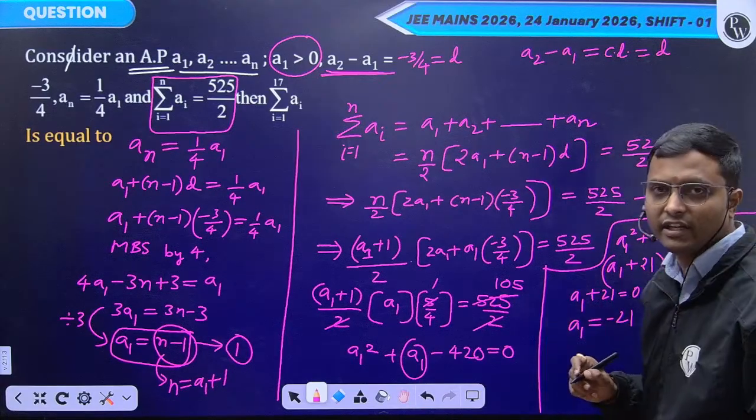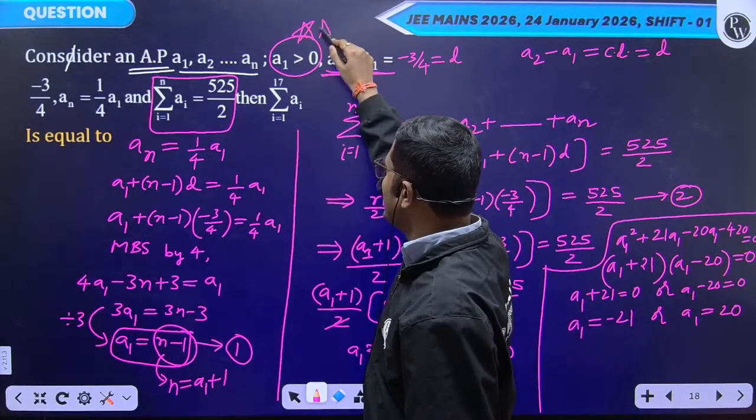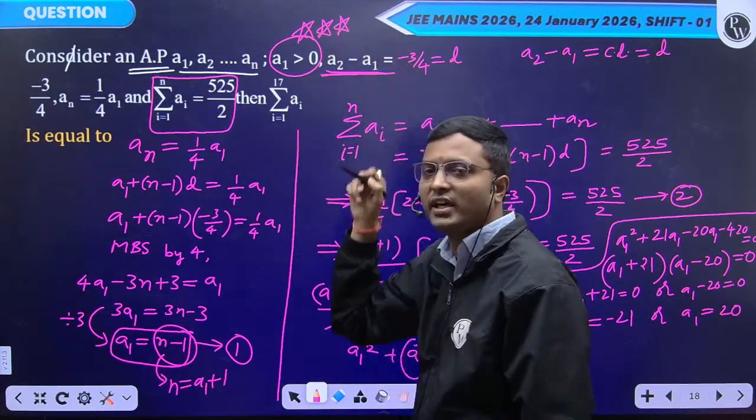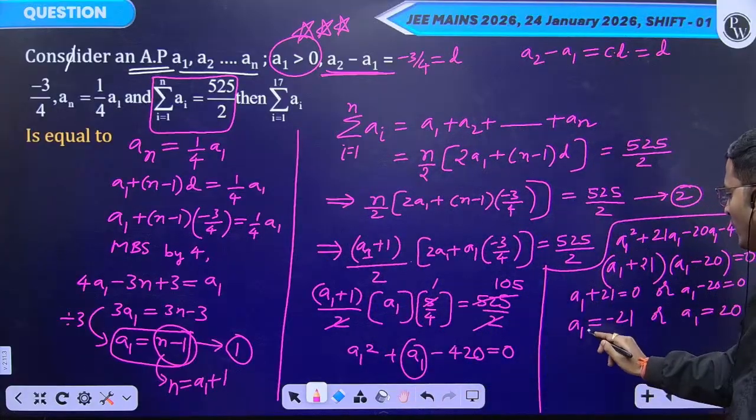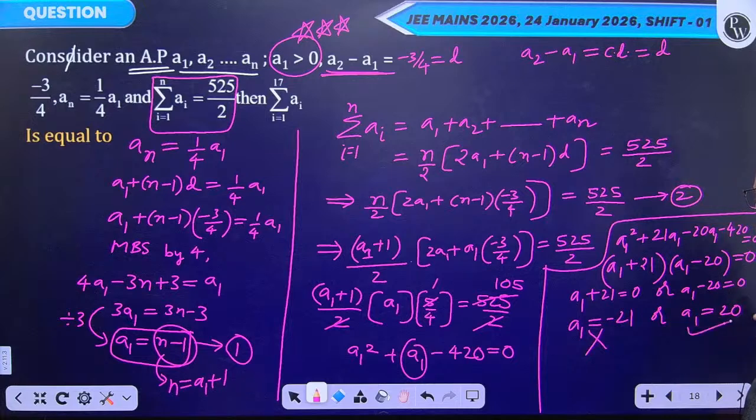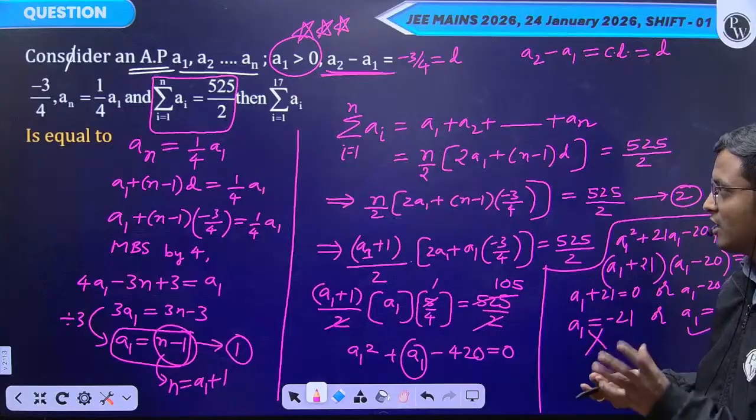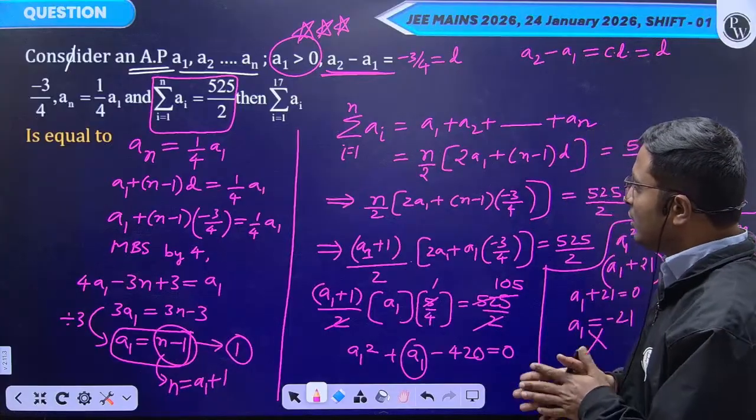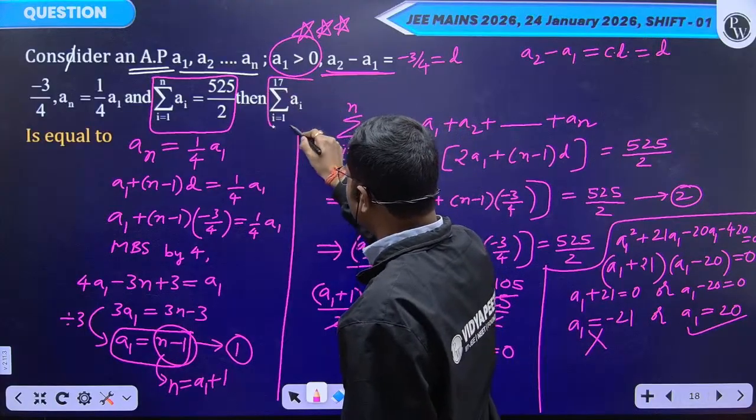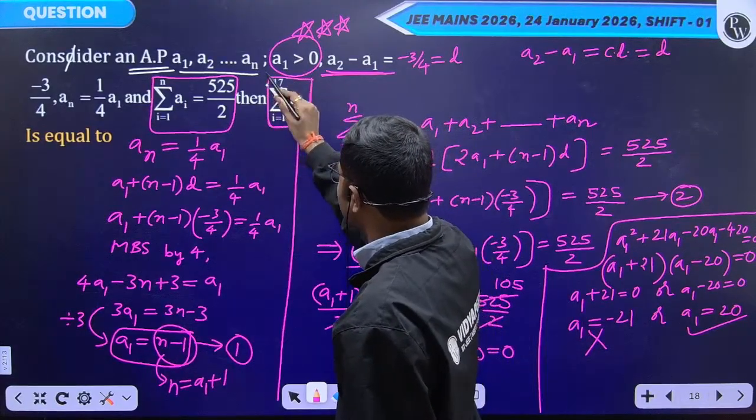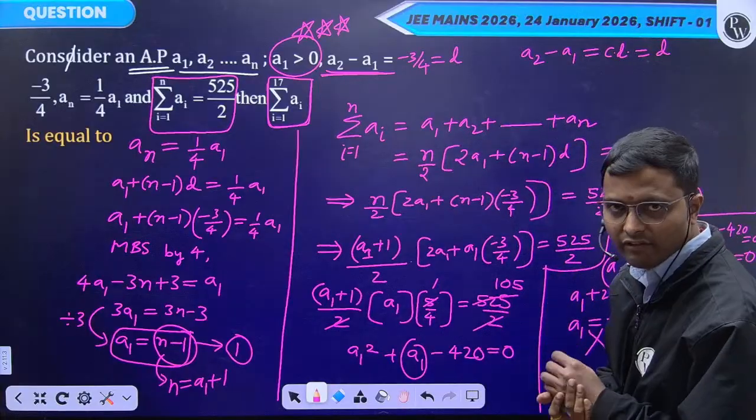Already in the question the information is given that A1 is positive. Usually if he is giving some information, it must be useful. So we can reject the negative value of A1 and accept the positive value. So we got A1 is equal to 20, but still our problem is not yet done. Now we need to find one more summation that is being asked. So now we can use the A1 value, and already we have the common difference.